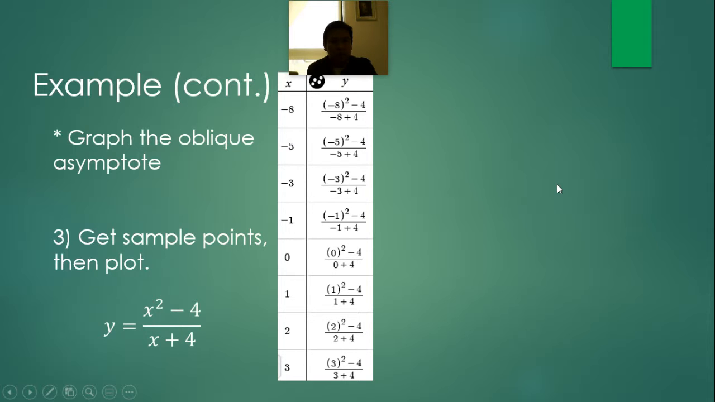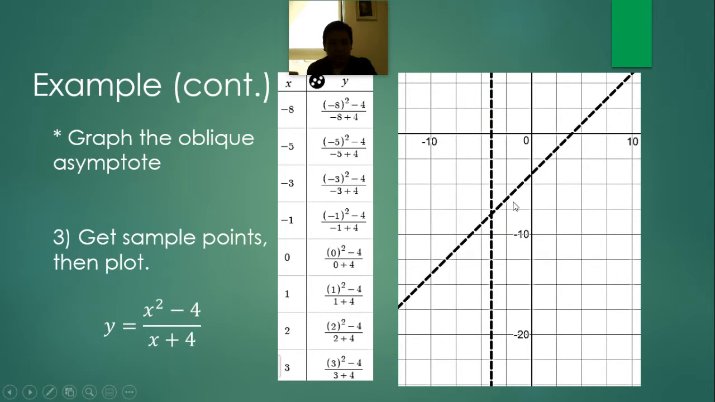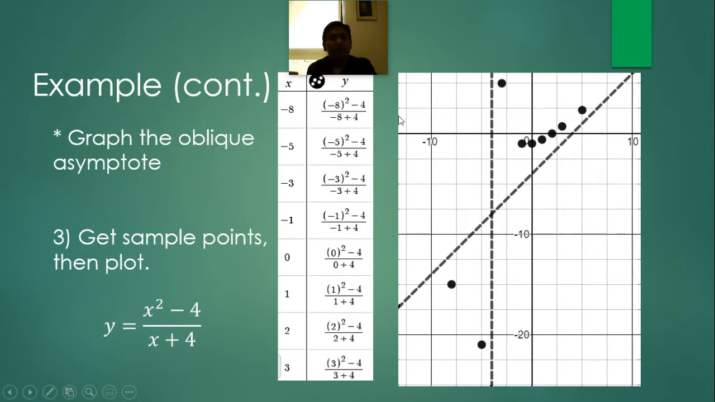So following the sample points earlier, this is x minus 4, by the way, the oblique asymptote. This was the vertical asymptote earlier. Then we'll cover by using these ones, and you'll see how the graph behaves. Of course, it's better if you cover more points. Just choose values which will make it easier for you to graph.